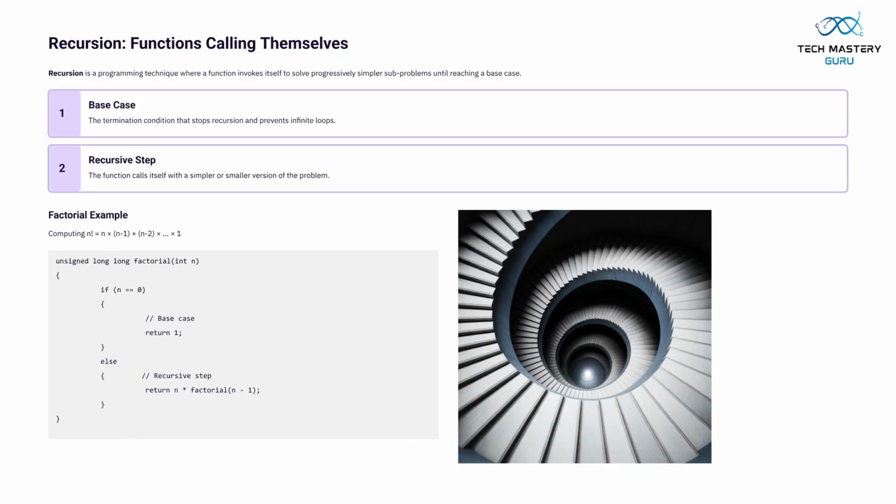Recursion is a programming technique where a function calls itself to solve simpler subproblems. It requires a base case to terminate and a recursive step that calls the function with a modified problem. A classic example is computing factorials.